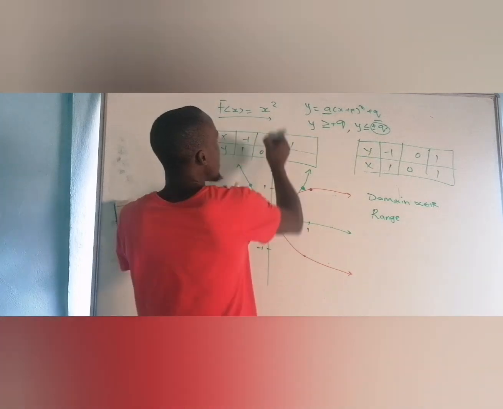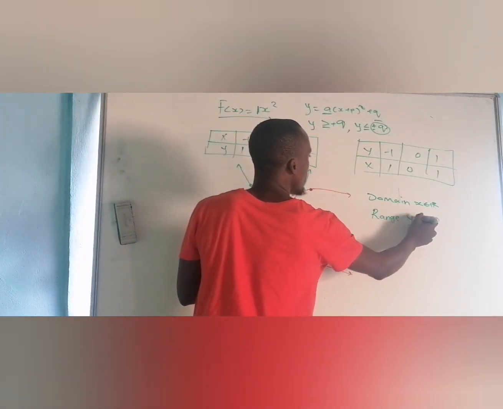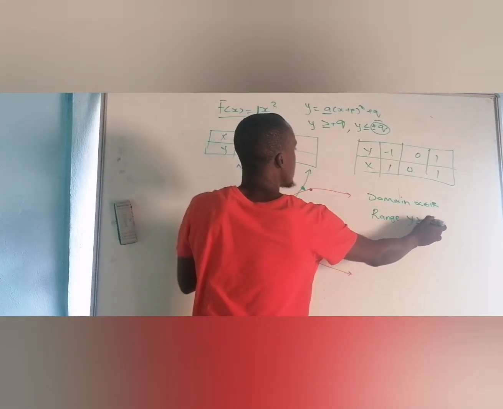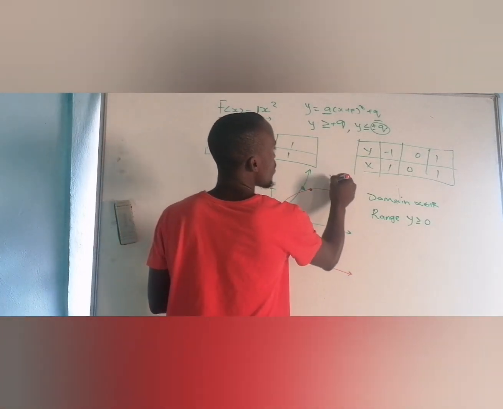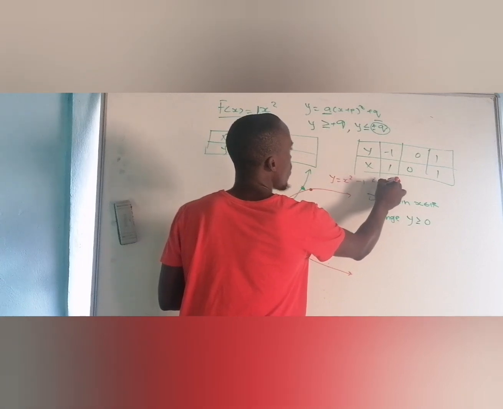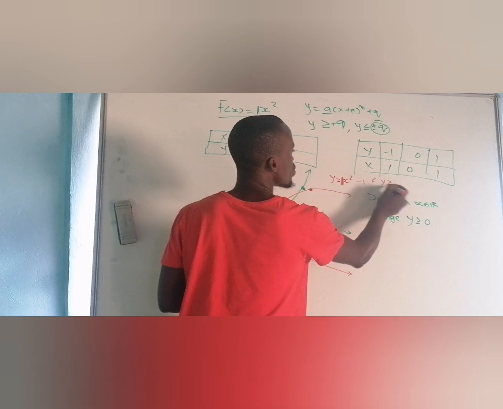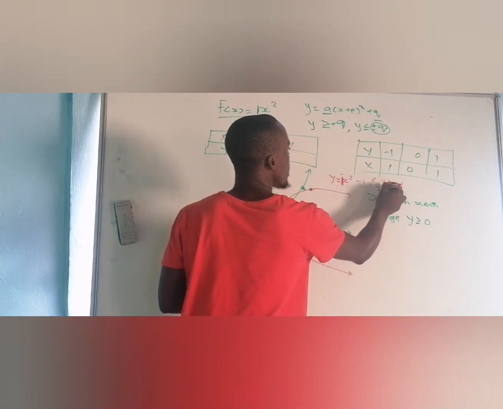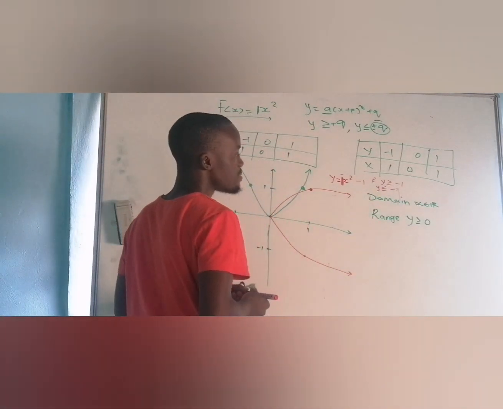But since now we have a as positive, our range will be y greater than or equal to, then what's the value of q? It's 0. I don't know if you understand that. If we have something like y equals x squared minus 1, the range will be y, we can see that a is positive, greater than or equal to negative 1. But if a was negative, it would be y less than or equal to negative 1. I don't know if you understand that.